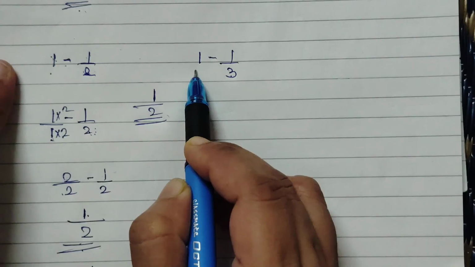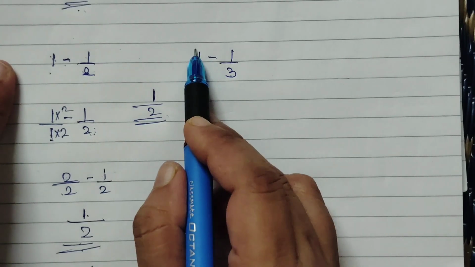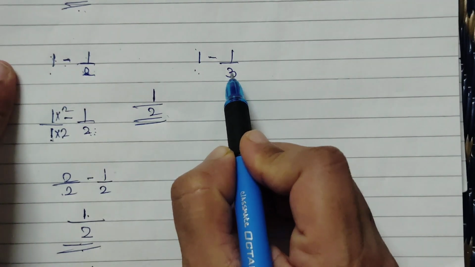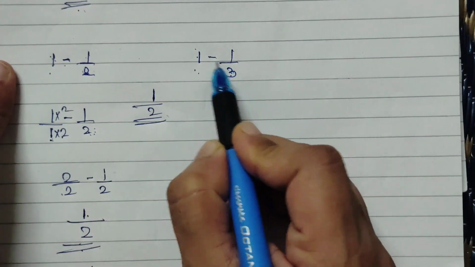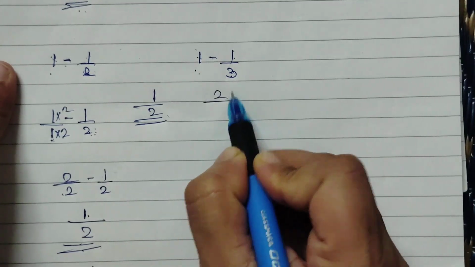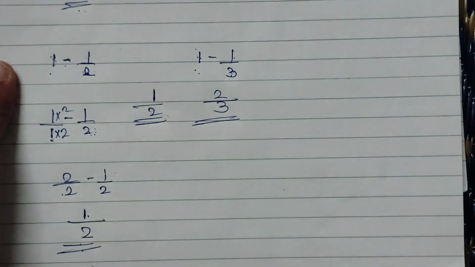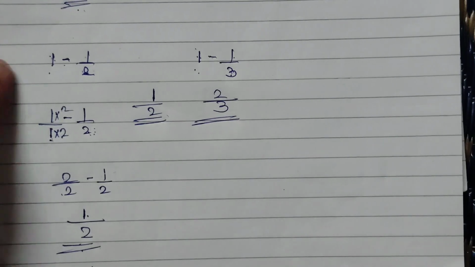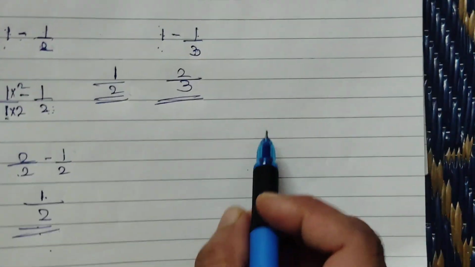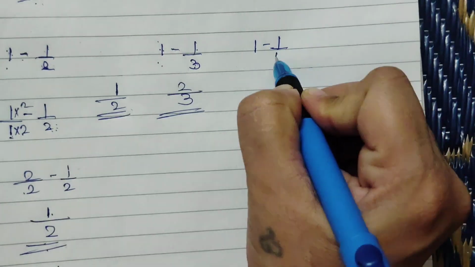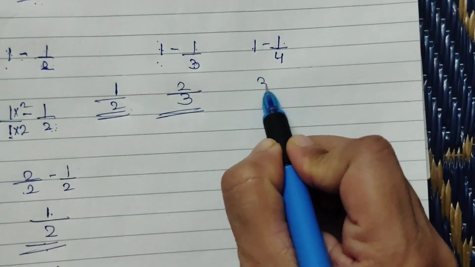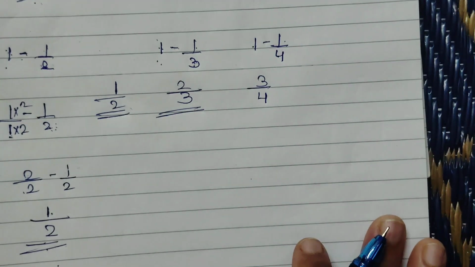There is nothing over here, so I will multiply 3 here. Up also will multiply like this. So instead of going for the long method, we will multiply 3 into 1. 3 into 1 is 3, 3 minus 1 is 2, and in the denominator we will write 2 upon 3. Got it? Same way, 1 minus 1 upon 4. So 4 ones are 4, 4 minus 1 is 3. 3 upon 4 I got.